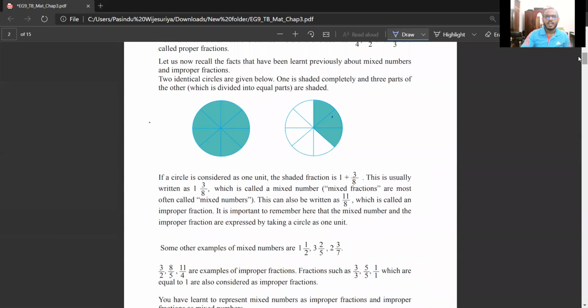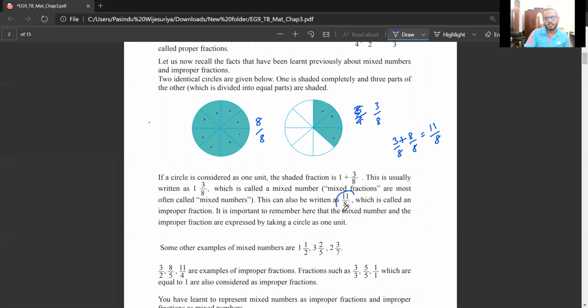Simple as that. And in this one, you can see a large pizza. So 8 parts, and here also 8 parts, and 3 are shaded. So here it's 8 out of 8. Here it's 3 out of 8. So in total we can add 3 and get 11 out of 8. So that's what they have shown here.